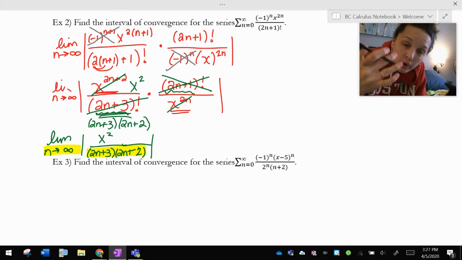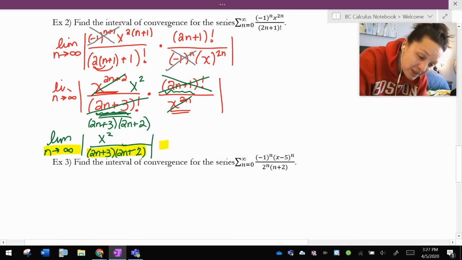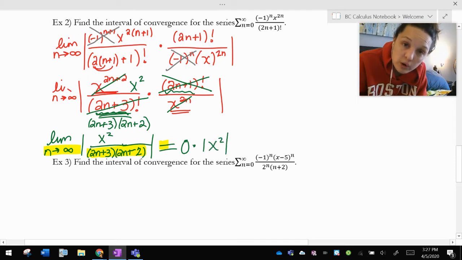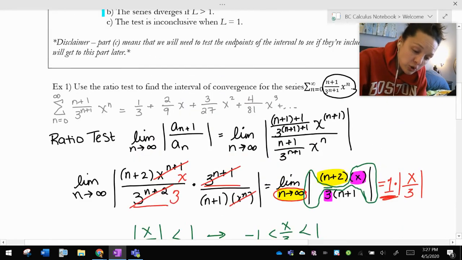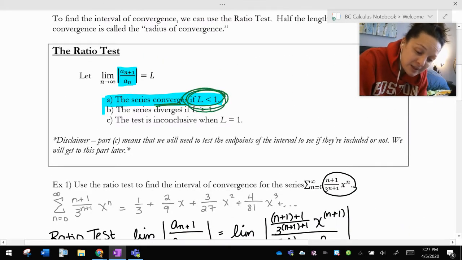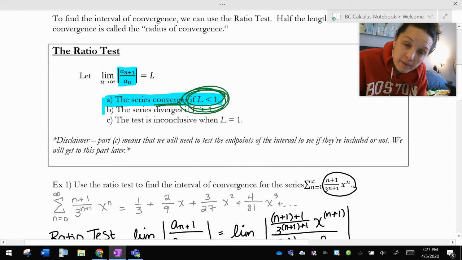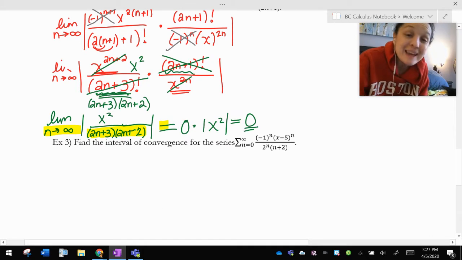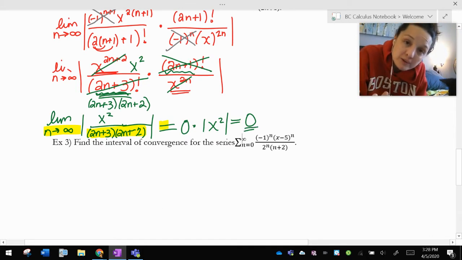So that would be 1 over infinity, which goes to 0, which means this ends up being 0 times the absolute value of x squared, which is 0. Now, the ratio test says if L is less than 1, this series converges. Well, if L is less than 1, it is less than 1. No matter what x is, it's going to get multiplied by 0.